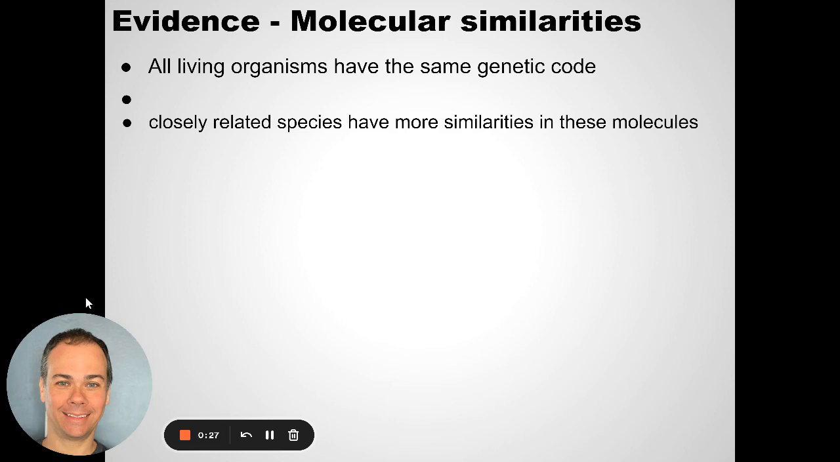And so, one more piece of evidence we have that tells us species have evolved and helps us understand how species are related is molecular evidence. And what that means is looking at DNA, looking at proteins that are found in living things is one way we have of understanding the process of evolution.